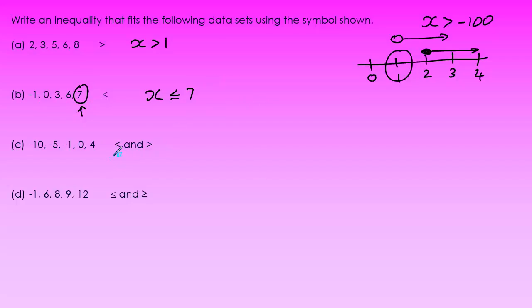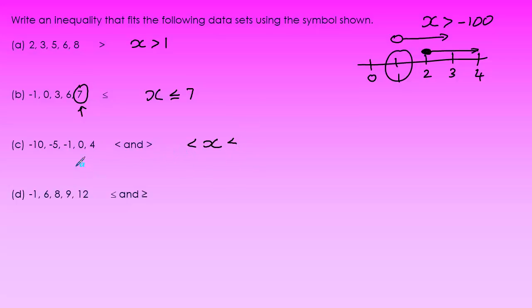Here we want to use a less than and a greater than symbol. So the x is going to go in the middle, greater than here, less than here. When you write an inequality like this, you always have the smallest thing on the left and the biggest thing on the right. So the inequalities always go this way around.